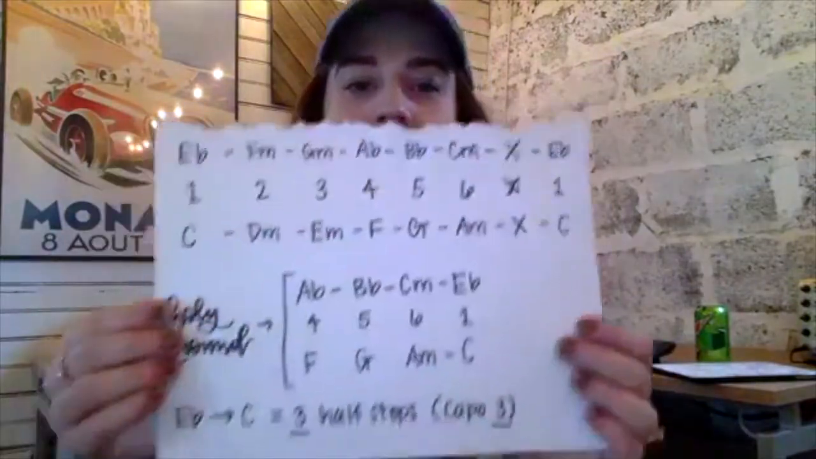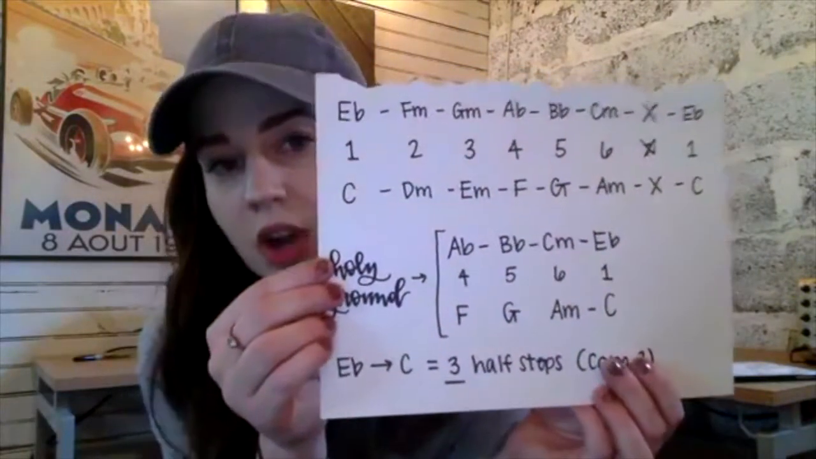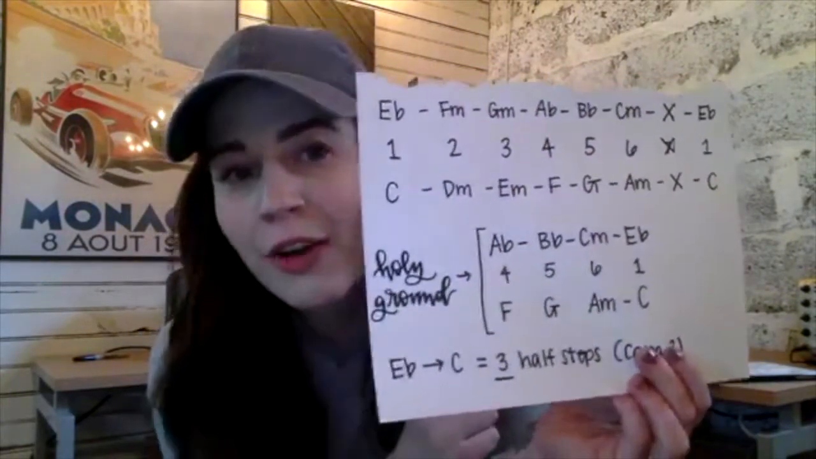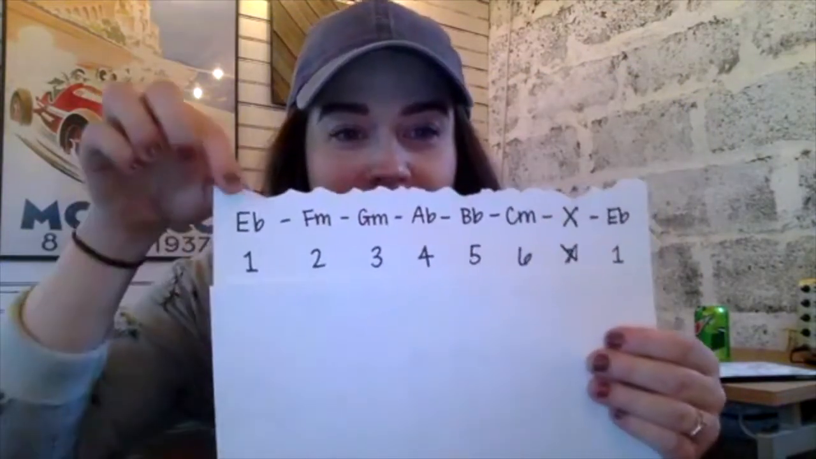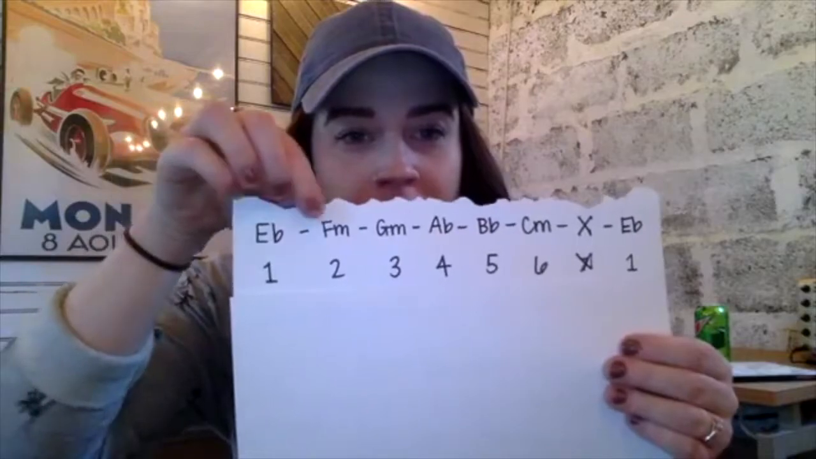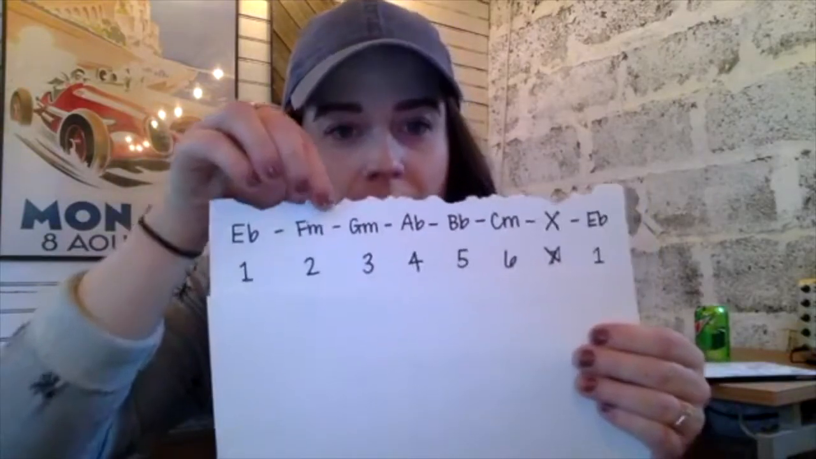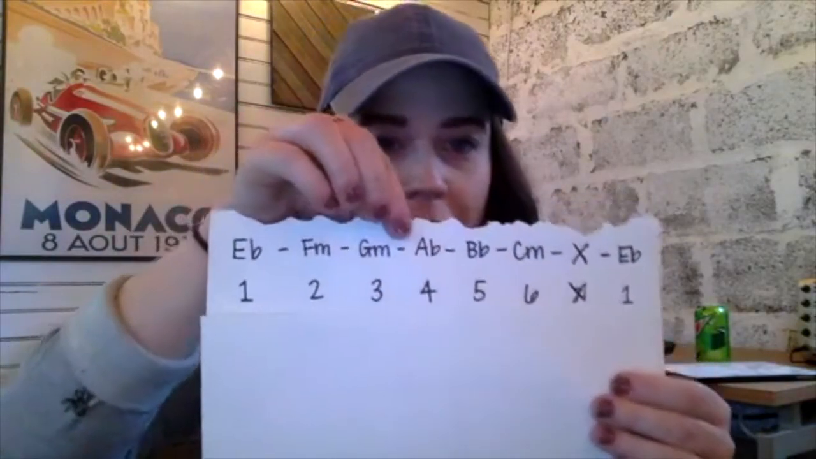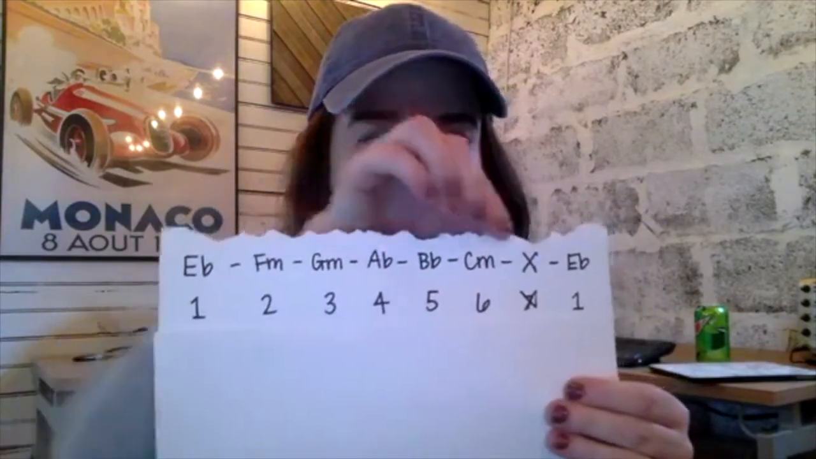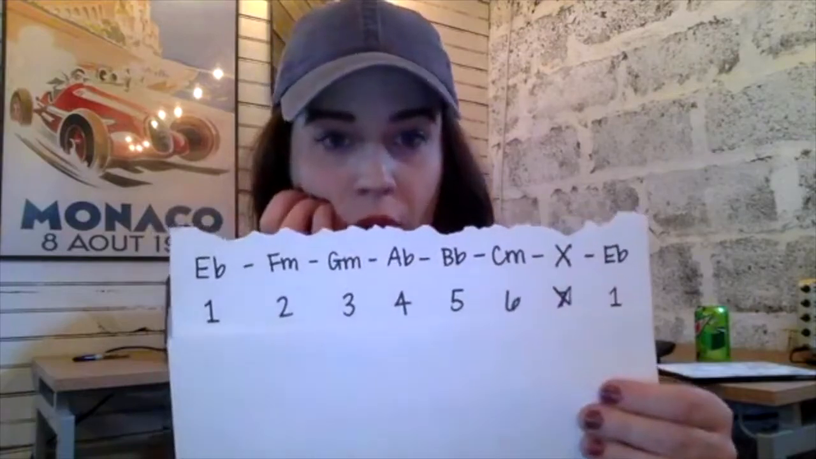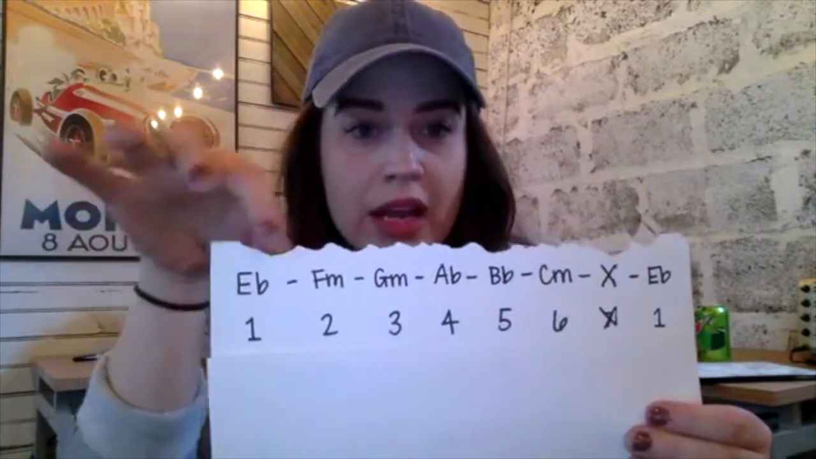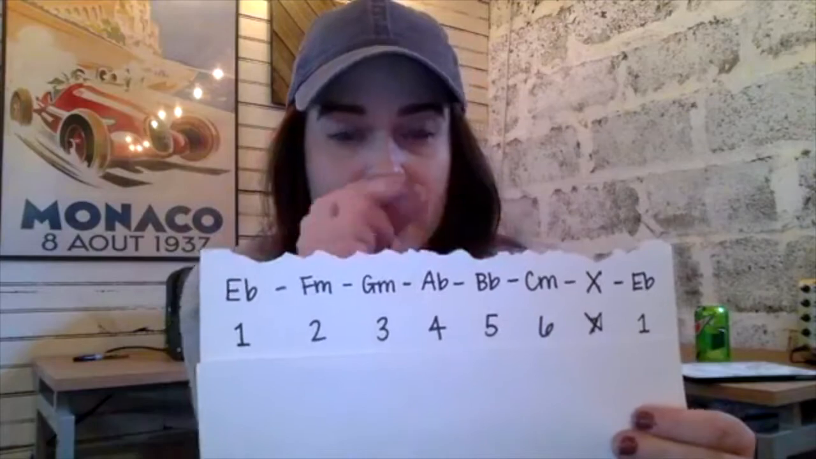Let's go to the key of C. This is one that you know how to play too. Alright, so let's start with Holy Ground, which is in the key of E flat. In the key of E flat, this is your 1. Your 2 is minor, remember, 3 is minor, 4 and 5 are major, 6 is minor, and then you circle back to your 1. Okay? And again, they go in order: E flat, F, G, A flat, B flat, C, D.